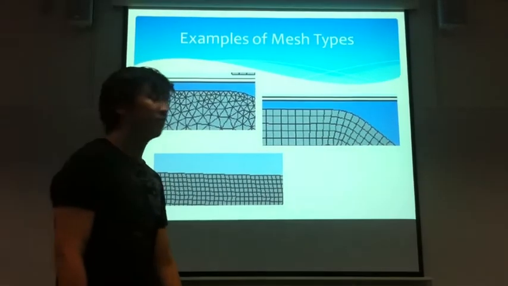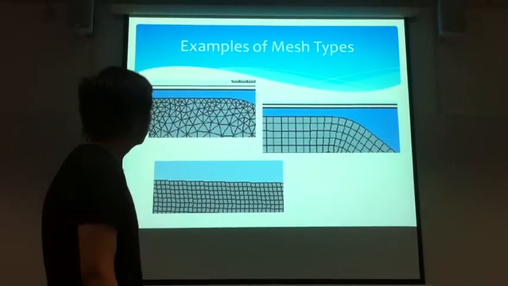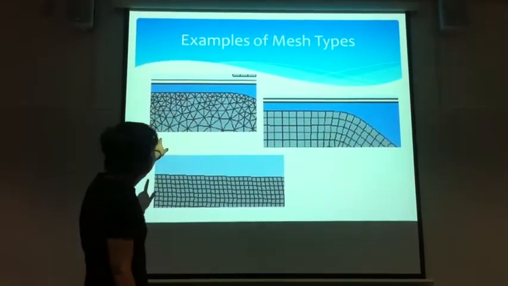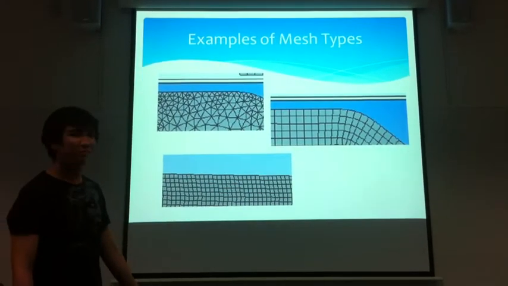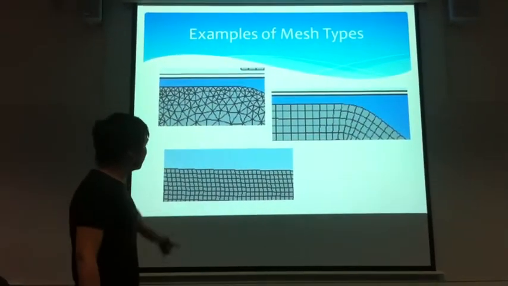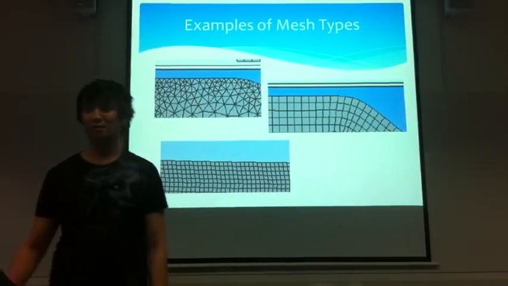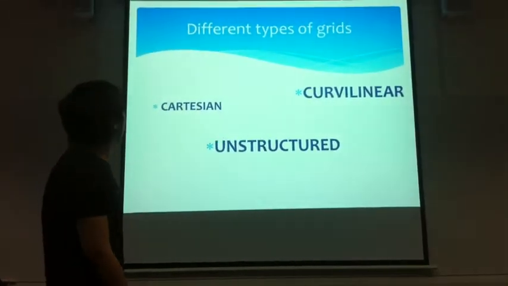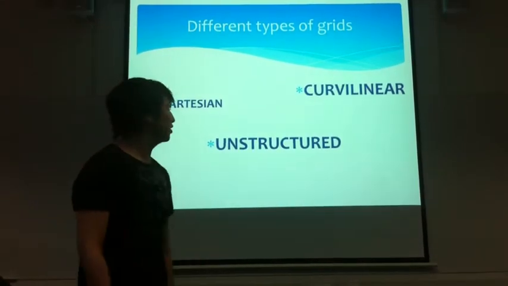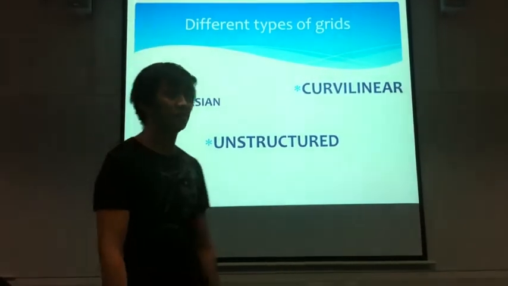There's a few examples that I've made on mesh types. This is where you have triangles, and you've got a fine mesh over here as well as a coarse mesh. As well as different types of grids such as Cartesian, unstructured, and curvilinear.